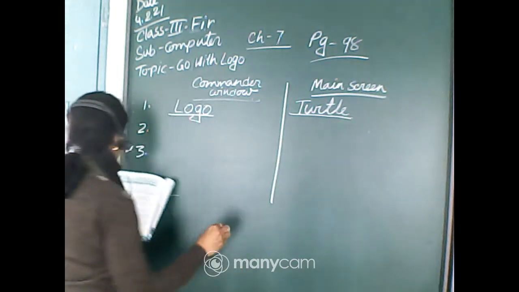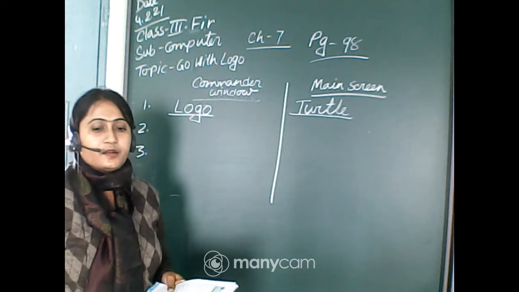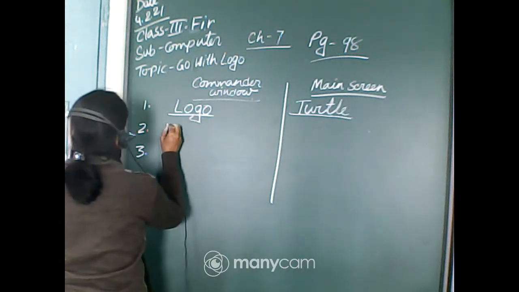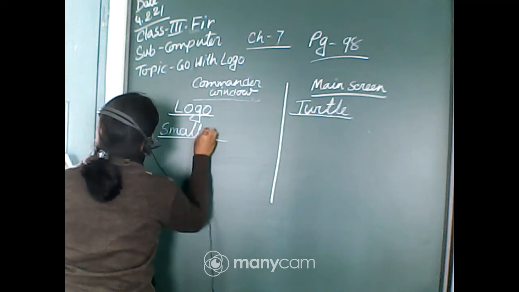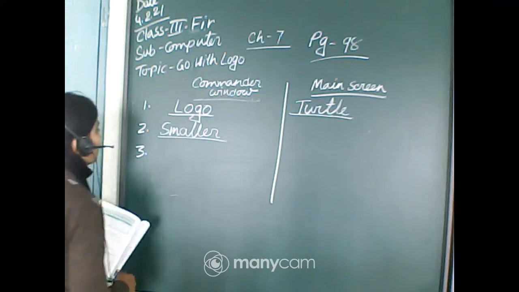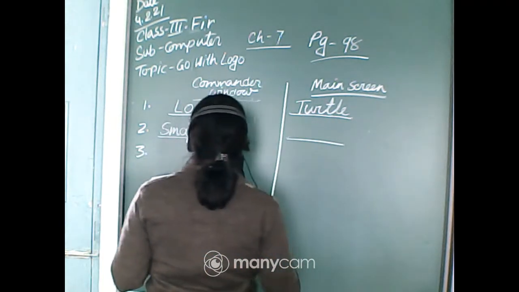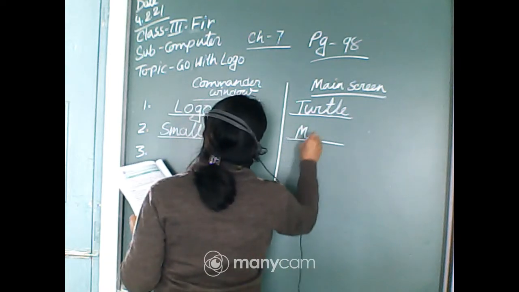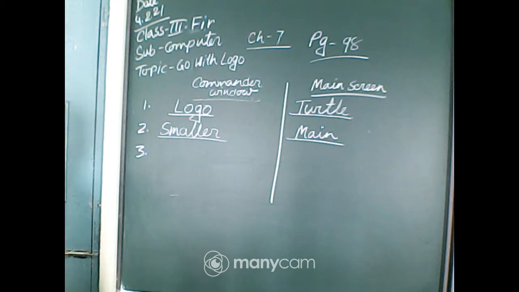And the next number 2, dash area of the screen. Commander window is the smaller area of the screen. Commander window is the smaller area. Okay, S-M-A-L-L-E-R. Commander window, in this side you just write down smaller area, and right side in the main screen, main area of the screen.